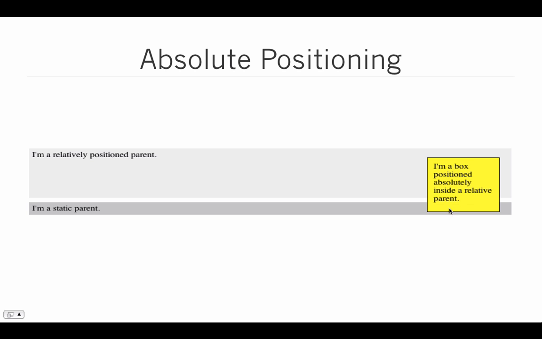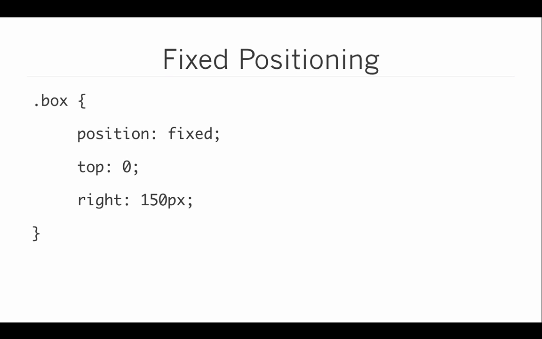So in this case, this absolutely positioned element is positioned top 0, right 0, and this would refer to its relationship either within the browser window, meaning in the top right corner of the browser window, or since it's inside of a relatively positioned parent, it refers to the top and the right of that relatively positioned parent. We also have fixed positioning, which is similar to absolute positioning, except that the element will stay in place when the browser window scrolls.